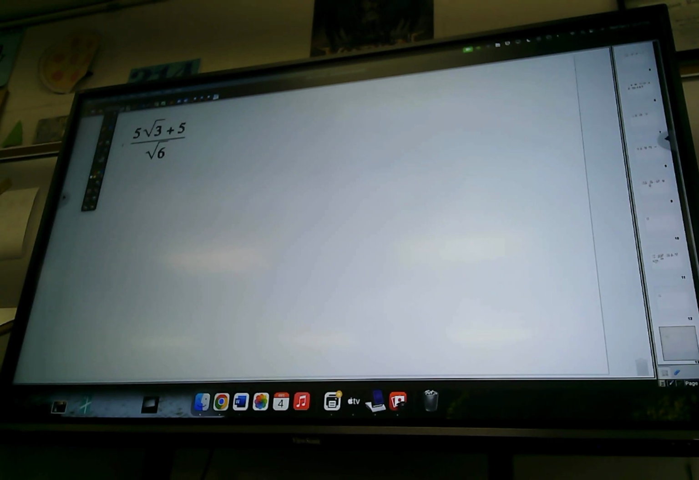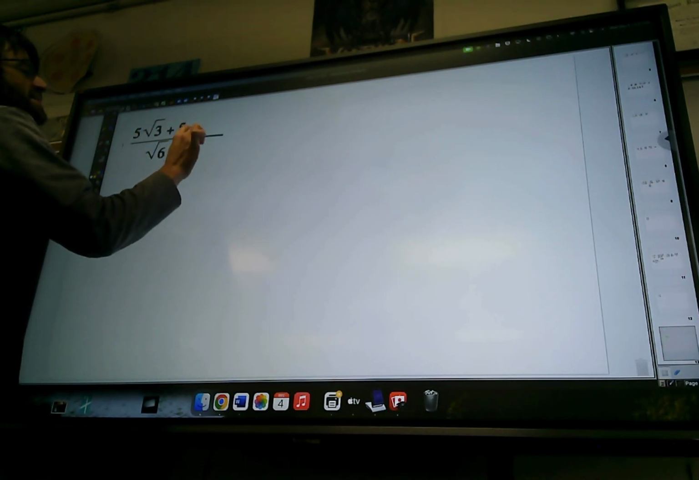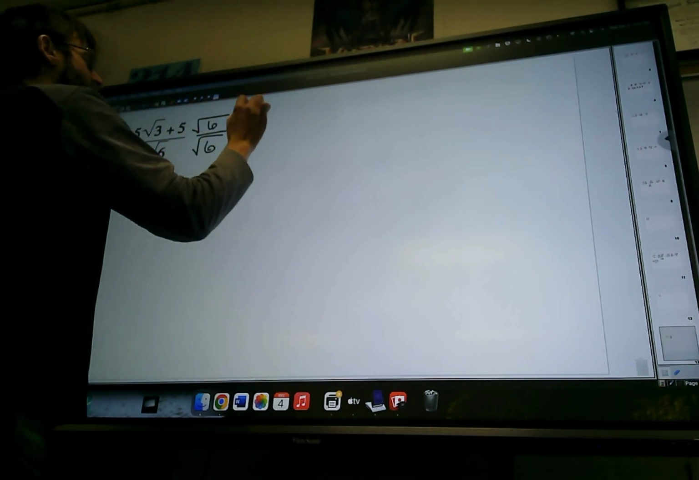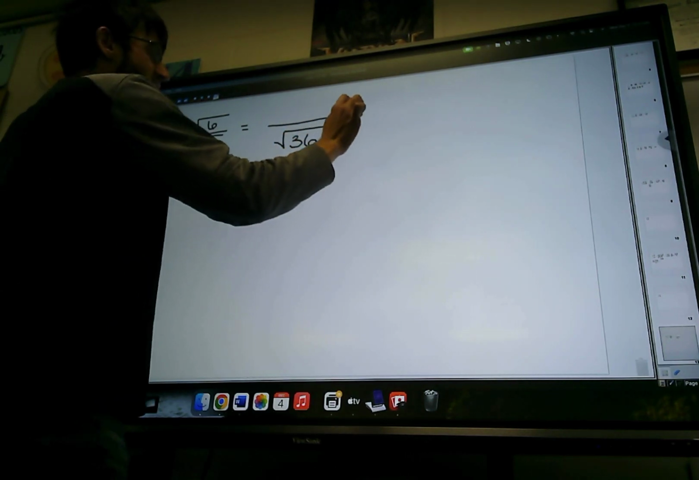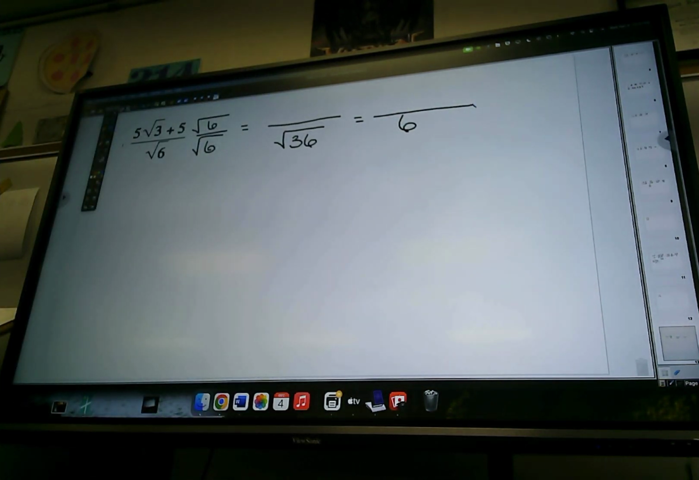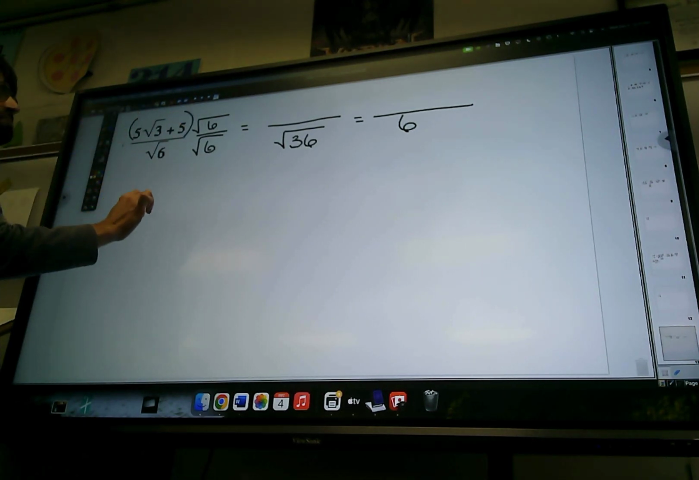We're going to have to do the box method, right? And this is only going to be a 1 by 2 box, because what we can do is still multiply by that square root of 6 over the square root of 6. On the bottom, that's going to give me the square root of 36, which is just 6. However, on the top, we're going to have to distribute that. So either I'm going to distribute it, or I'm going to do the box method.